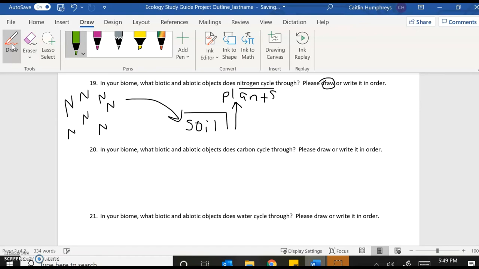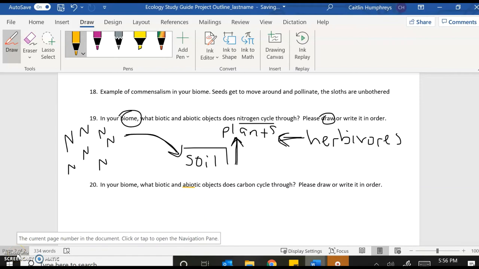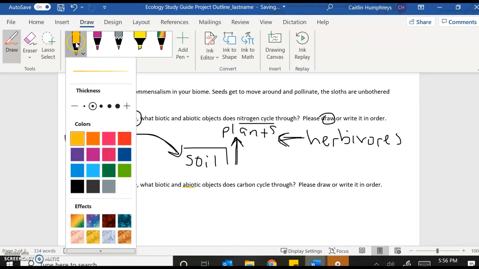Now, how does it cycle, you ask? Great question. The plants are eaten by herbivores. Herbivores are eaten by omnivores. Omnivores are eaten by carnivores, etc., etc. And then when you die, your body decomposes and the nitrogen goes right back. So we're just worried about this food chain right here. Nitrogen goes into the soil, the nitrogen goes through the soil to the plants, and then the herbivores eat the plants.